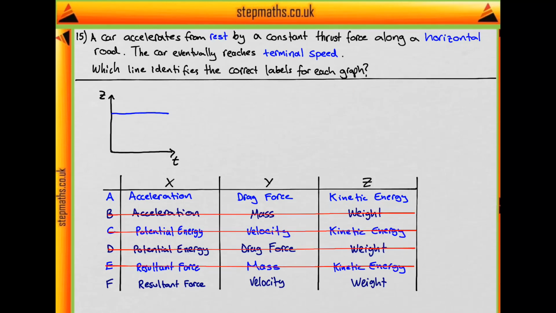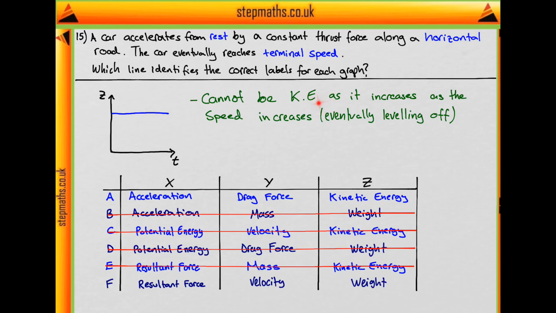Now finally, looking at graph Z, we can see that our quantity stays constant over time. So we can rule out kinetic energy, as kinetic energy will increase as the speed increases, eventually leveling off when the car reaches terminal speed, which means that graph Z is the weight, which makes sense as the weight is constant, as the mass of the car is constant and gravity is not changing here. So from this we can rule out A, which means that our correct answer is F.